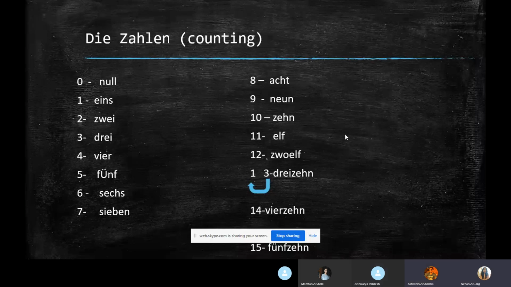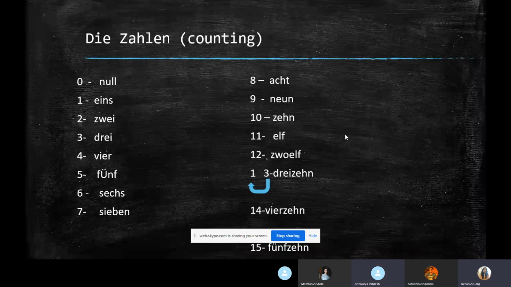Then 10 is zehn. Zehn. Right. Elf. So S has a Z sound and Z has an S sound, right? It's a little opposite. So 11 is elf.